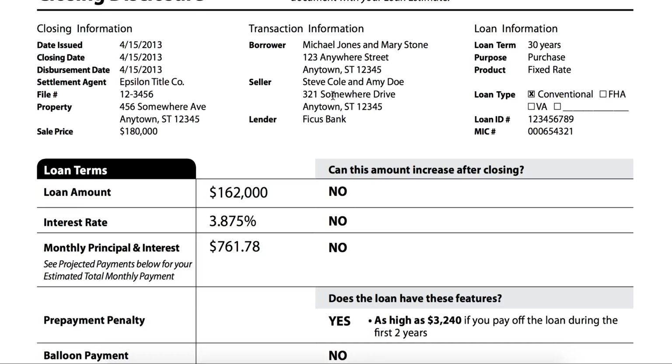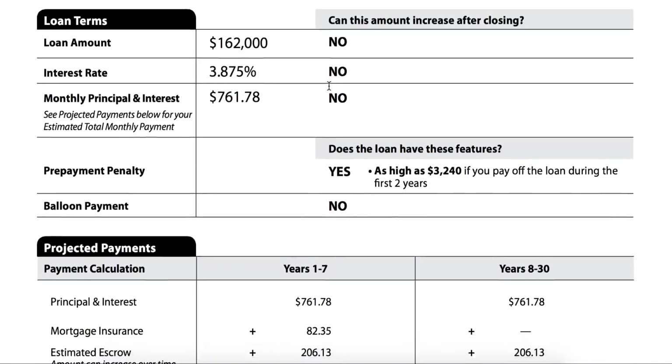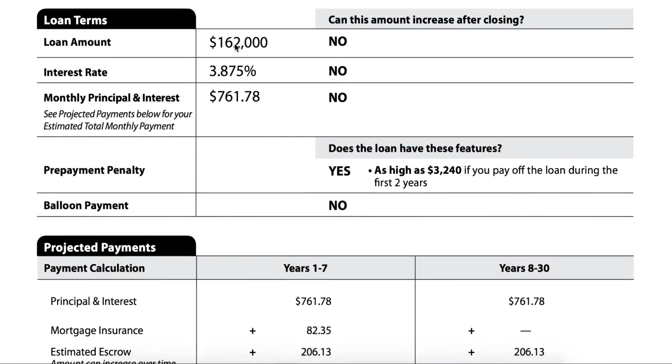So it has basic information at the top, the date of closing, the settlement agent, property address, purchase price, borrower name, seller name, lender, some basics, loan type. Then you get into the numbers. You've got the loan amount, the interest rate, the monthly principal and interest payment, which is just the mortgage, not including taxes and insurance.